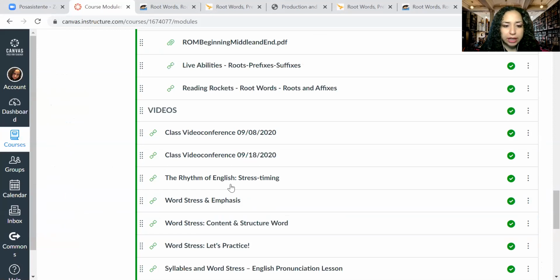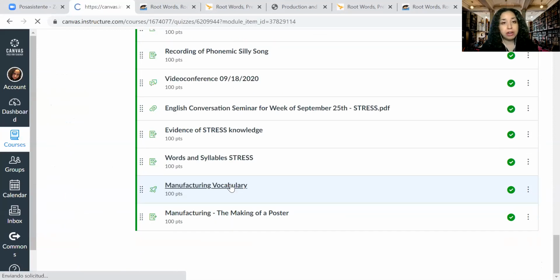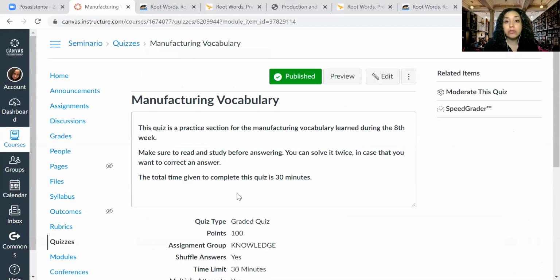The first one is called manufacturing vocabulary. That's another part that we need to cover during this week, the manufacturing vocabulary. And this vocabulary is going to be so helpful for you in your life and whenever you're going to start working. And if you're working right now at this moment, it's going to be helping you a lot.